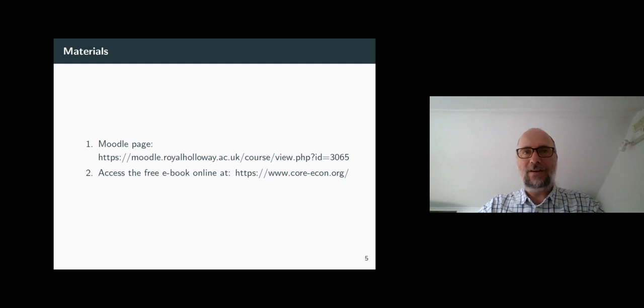One of the great things about the Core Econ textbook is that it's free of charge and it's 100% online. And you have an app, so you can access the text from your phone. So if you prefer, you can also use the app instead of the desktop version. And feel free to use the mobile reading and learning app or the Kindle version of the app as well.